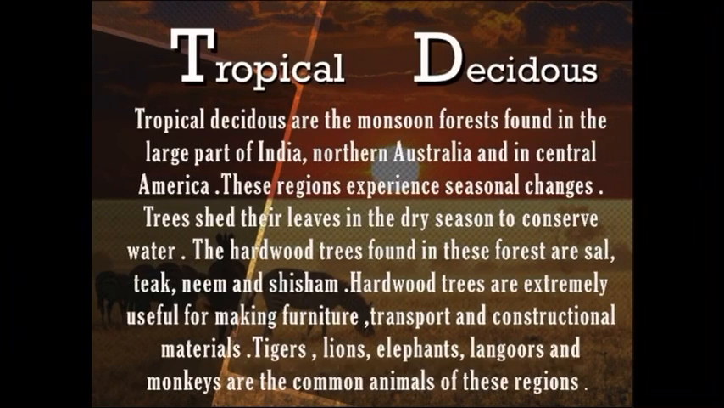Most of the trees in the tropical deciduous forests are hardwood trees, which include teak, sal, sesame, deodar, etc. The wood of the hardwood trees is widely used in the making of furniture, as transport and building material, etc. The native wildlife in the tropical deciduous forests include tigers, lions, elephants, leopards, langurs, etc.